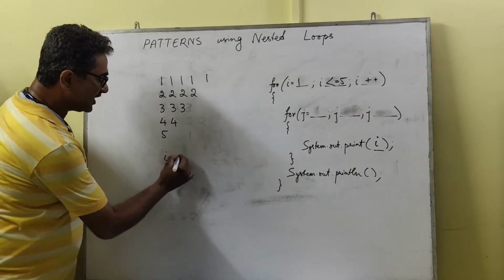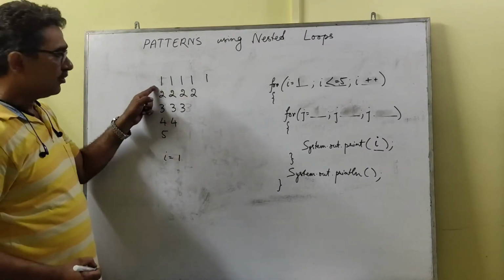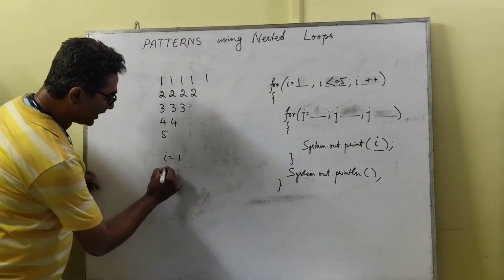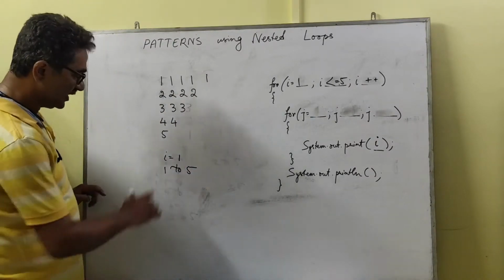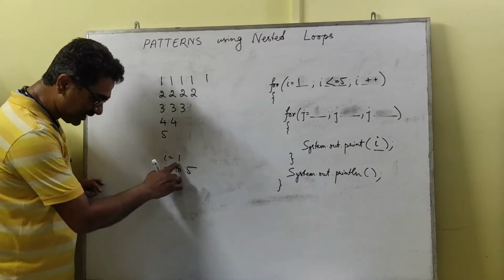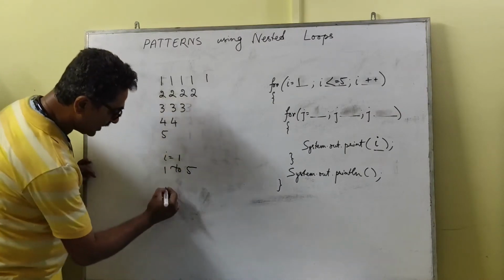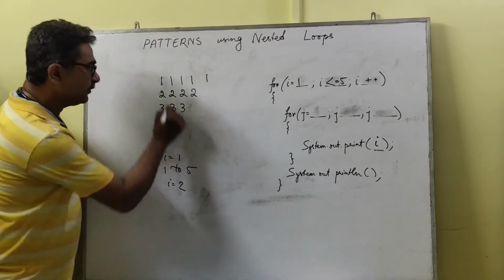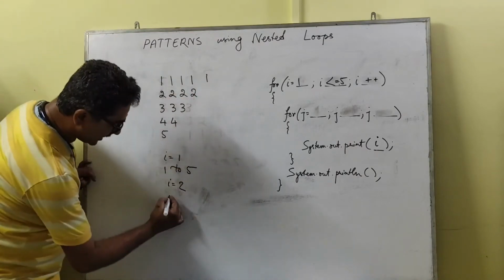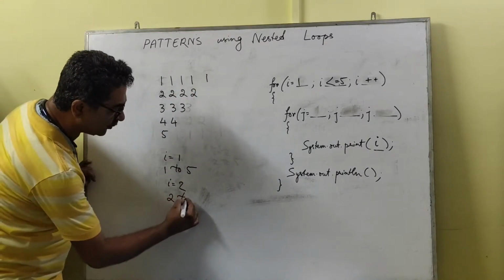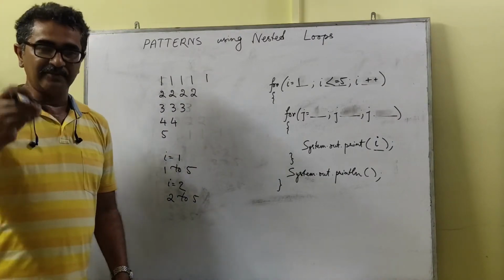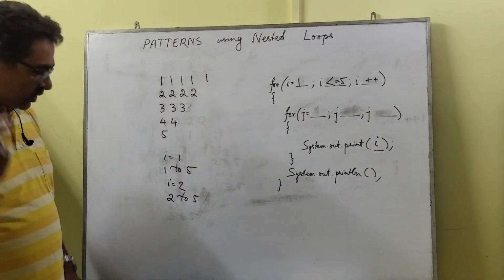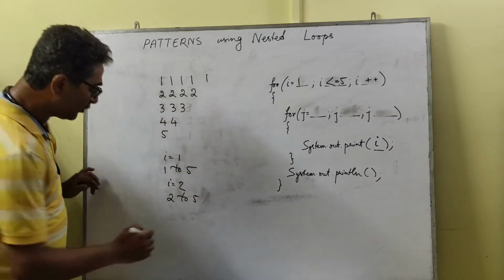Okay, when the value of I is 1, this 1 gets printed 5 times. So I can tell the inner loop should run from 1 to 5. Easy to determine. I is 1, so I am going to begin from 1. When I is 2, 4 times, so I can tell it can run from 2 to 5. Why did I select this? 2, 3, 4, 5. So it's 4, so therefore 2 gets printed 4 times.